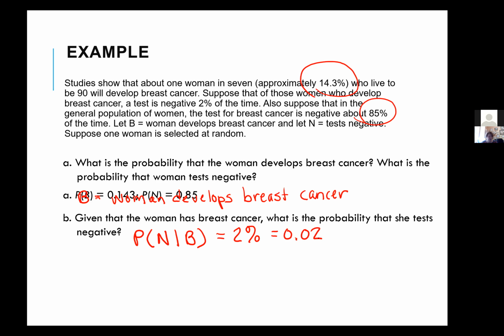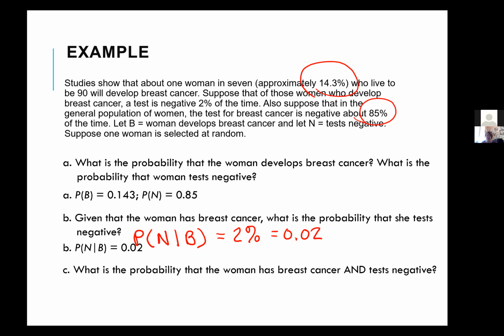Okay, so now we have a lot of stuff here. We have been given the probability of a woman developing breast cancer. We're given the probability that she tests negative, and we're given the probability that she tests negative given that she has breast cancer. So now we can find some other information about this experiment.